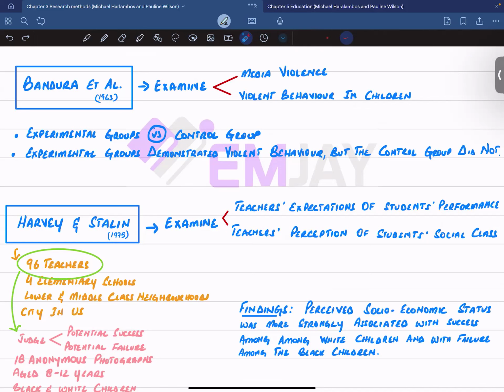Of course, I'm just discussing this at a very surface level because, for psychology students, you'd study this in detail. For sociology students, you'd only be using this as a reference.